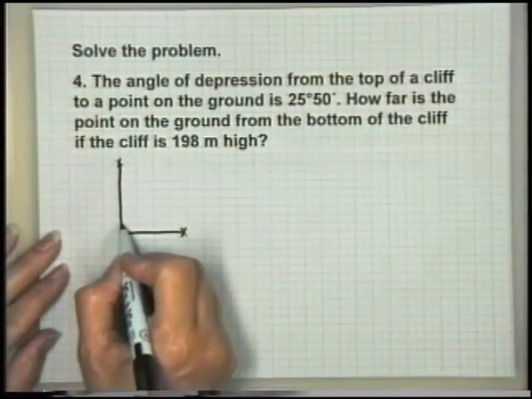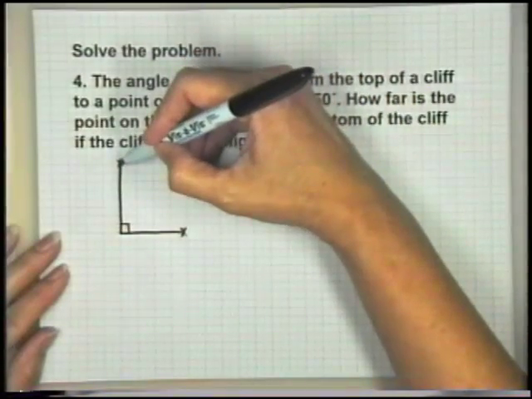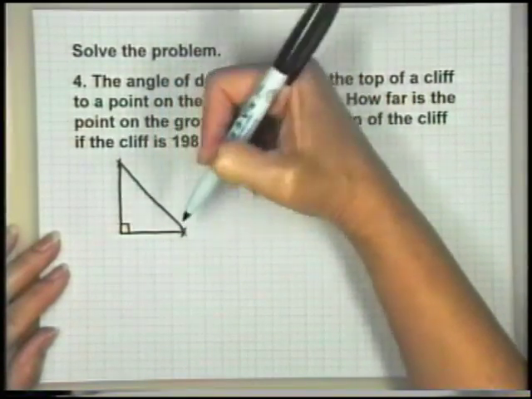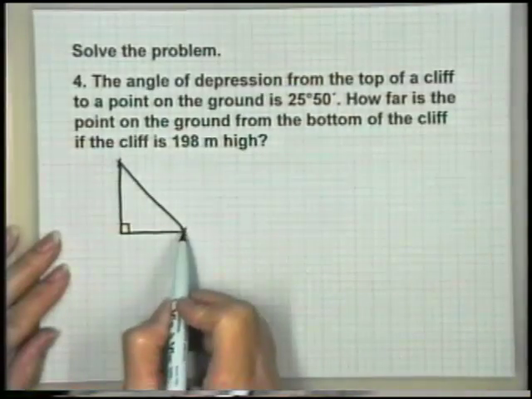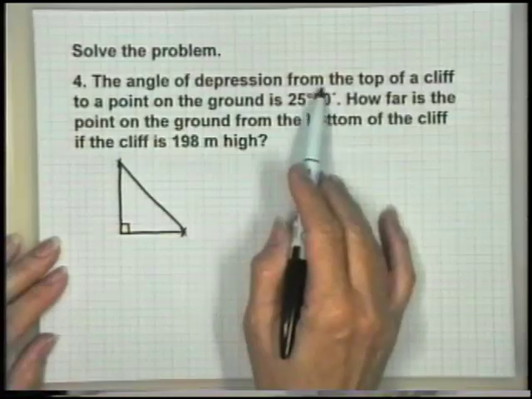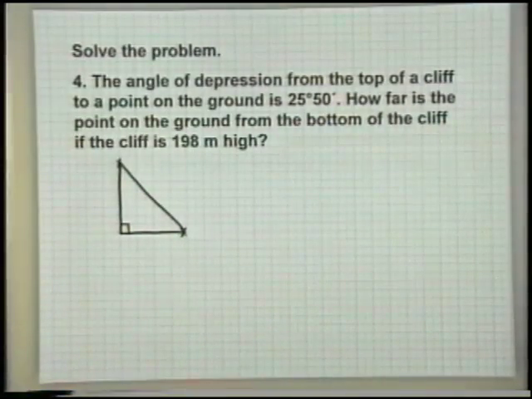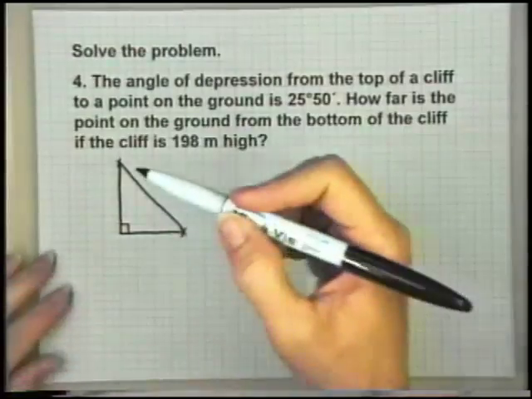And there's the top of the cliff. And let's show our right angle, and let's connect those 2 points. Top of the cliff, and there's the ground. Let's see what it tells me. It says the angle of depression from the top of a cliff to a point on the ground is 25 degrees 50 minutes. Now, which angle is that?